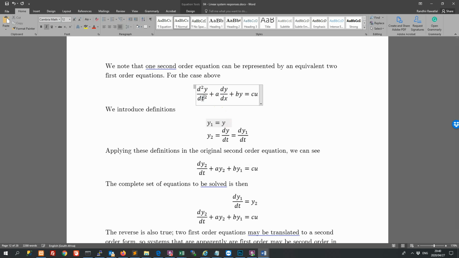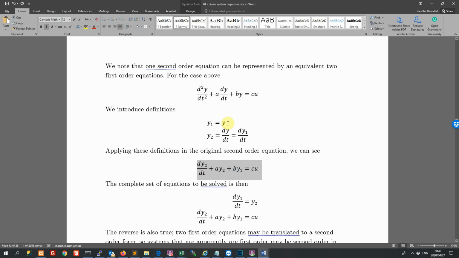So dy/dt we have already defined as y2. So we can replace this by a y2, which is what we do here, a y2. And then b, in our new terminology, is b y1. And then we just leave cu as it is. So that is now the new form.